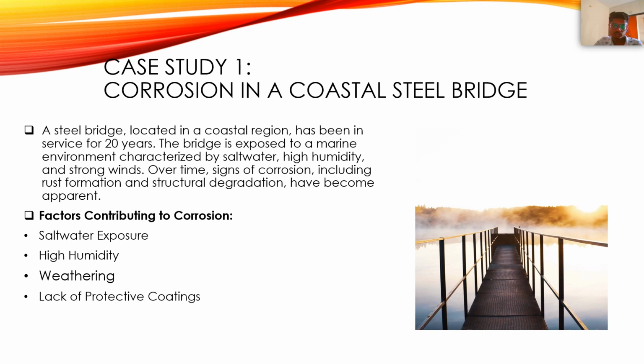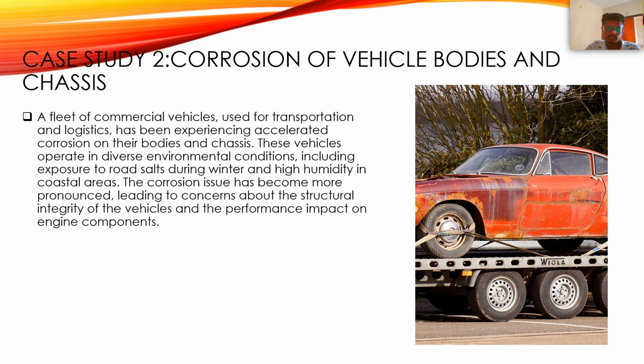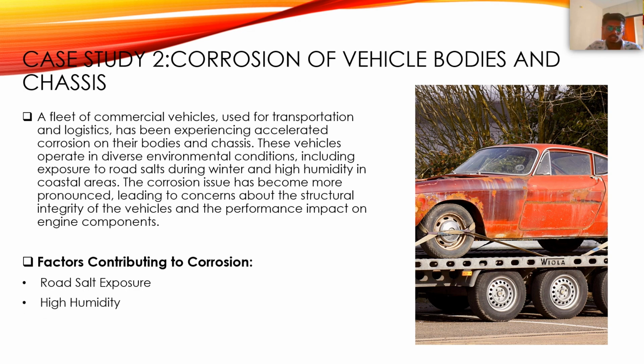Now let us talk about case study 2 in our daily life, that is corrosion of vehicle bodies and chassis. A fleet of commercial vehicles used for transportation and logistics has been experiencing accelerated corrosion on their bodies and chassis. These vehicles operate in diverse environmental conditions, including exposure to road salts during winter and high humidity in coastal areas. The corrosion issue has become more pronounced, leading to concerns about the structural integrity of the vehicles and the impact on engine components. The factors contributing to corrosion are road salt exposure, high humidity, limited protective coatings, etc.